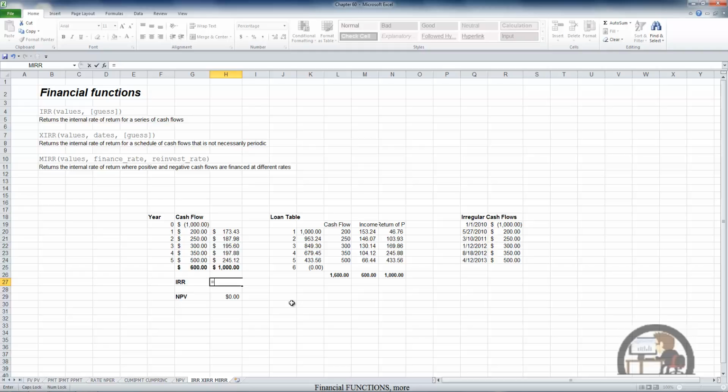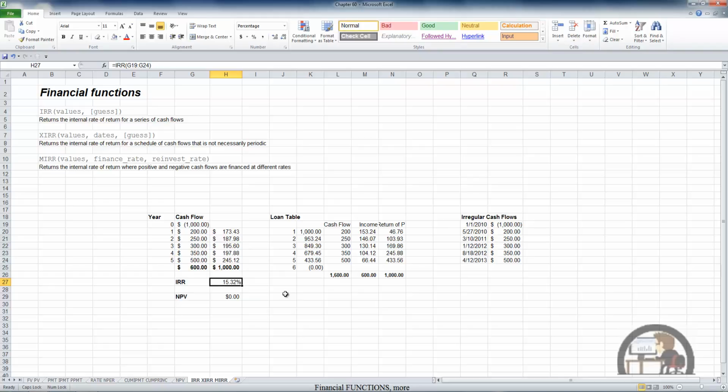So equal IRR tab, the values can be found in this series of cells. And the guess is an optional argument that gives Excel a starting point to iterate to the correct value. I'm going to leave that blank, Control Enter, and there's my discount rate that's returned back to us, 15.32%.